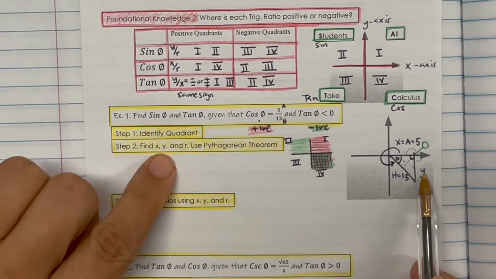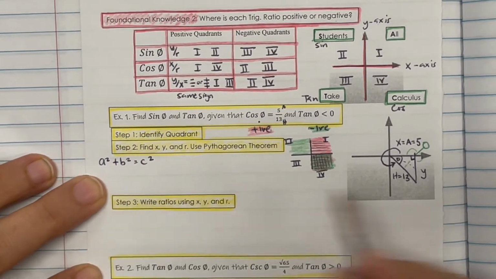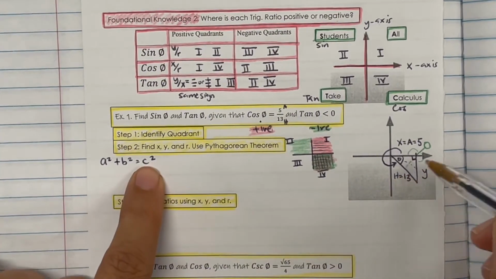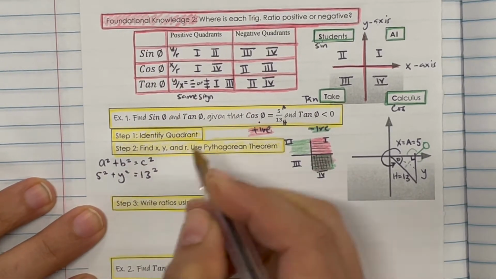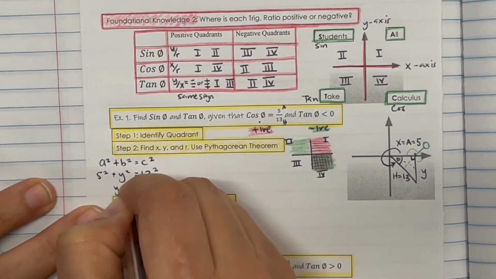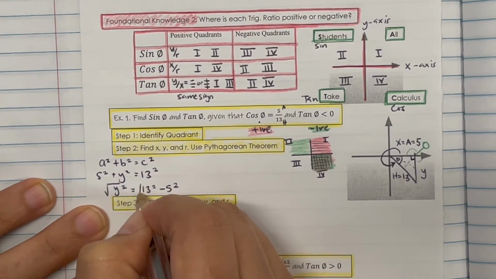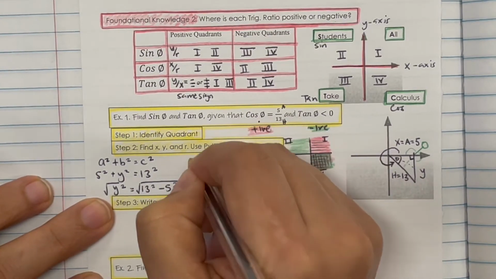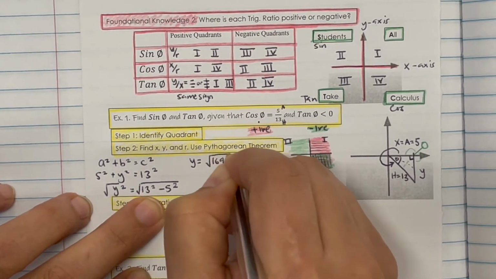So now we need to use the Pythagorean theorem to find out what y is. Pythagorean theorem says a squared plus b squared equals c squared. So to find c, it's the hypotenuse, so that's 13. And then the order of a and b doesn't matter. So 5 squared plus y squared equals 13 squared. All right, we're going to subtract 5 squared from both sides. So that'll be 13 squared minus 5 squared. Square root both sides. So now I'm going to have y equals the square root of 13 squared, which is 169, minus 5 squared, which is 25.